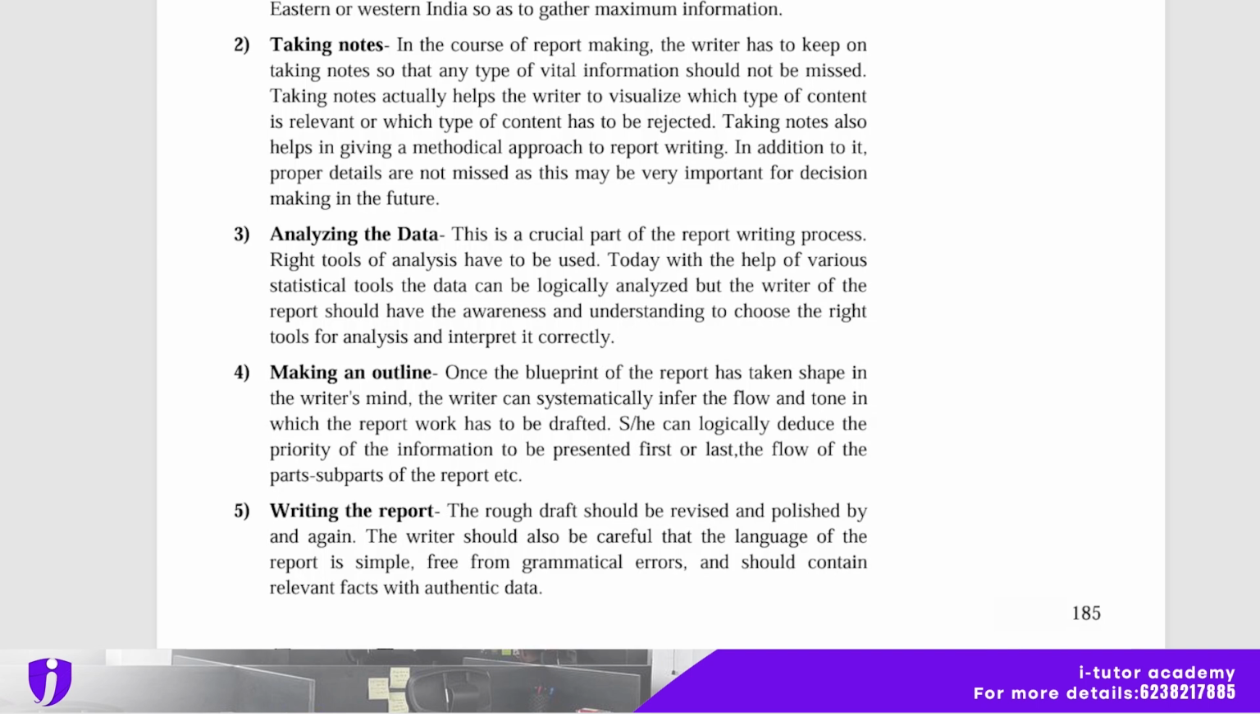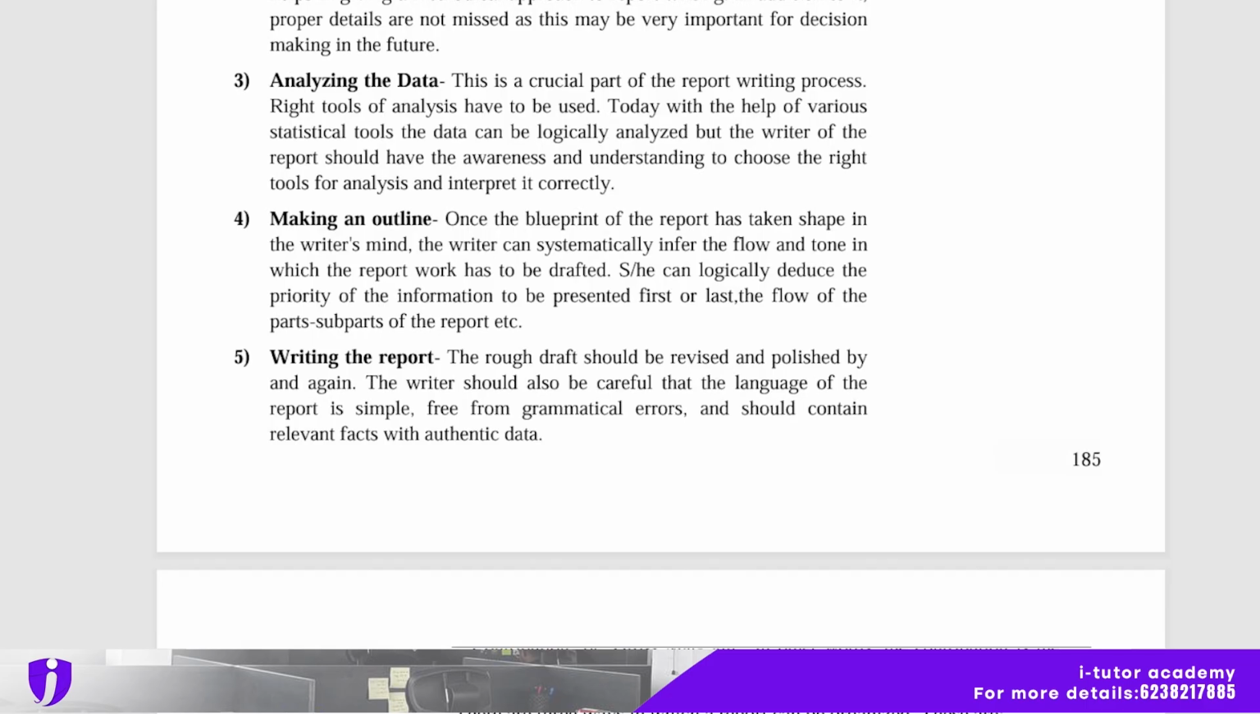The right tools of analysis have to be used, and today, with the help of various statistical tools, the data can be logically analyzed, but the writer of the report should have the awareness and understanding to choose the right tools for analysis and interpret it correctly.